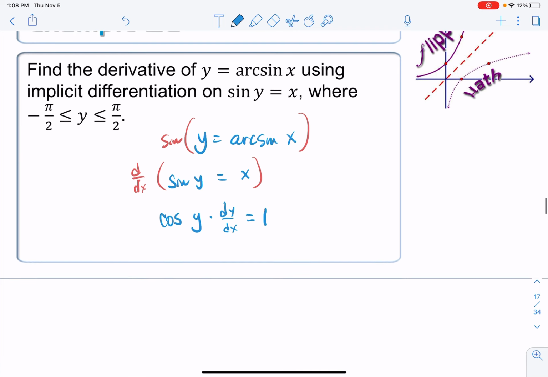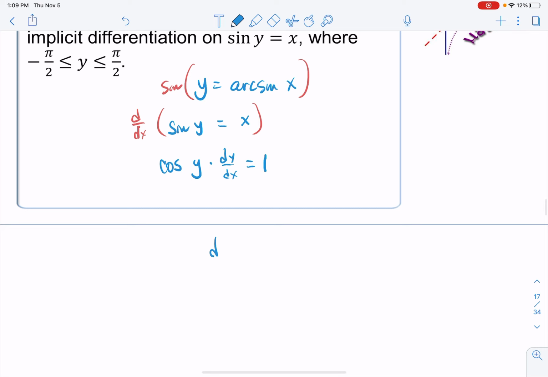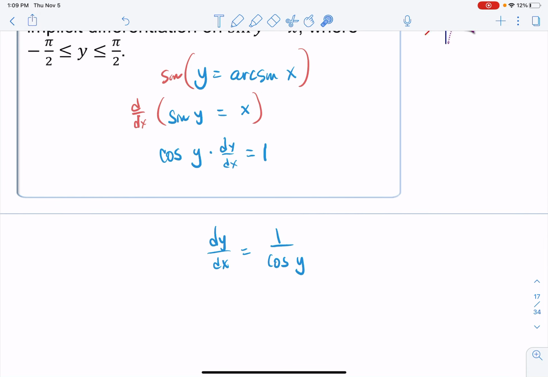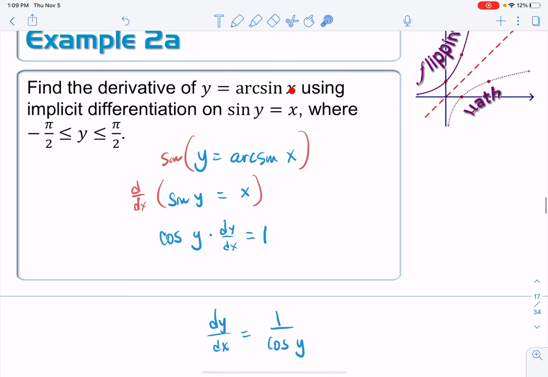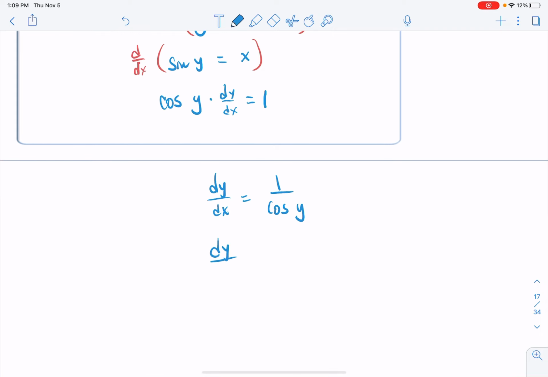1. Okay, and now, just like with any implicit differentiation, you now have to solve for dy/dx, so we'll divide the cosine of y over to the other side, and I will get dy/dx is equal to 1 over the cosine of y. Yeah, but I don't want y up in my derivative. I need to do some back substitution. And what was y equal to? Y is originally equal to the arc sine of x. So let me back substitute that in here, and I get dy/dx is equal to 1 over the cosine of the arc sine of x.